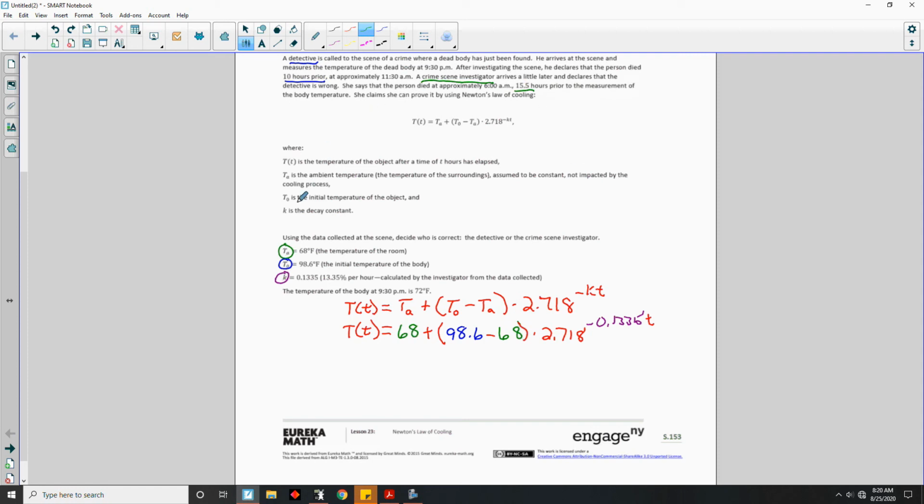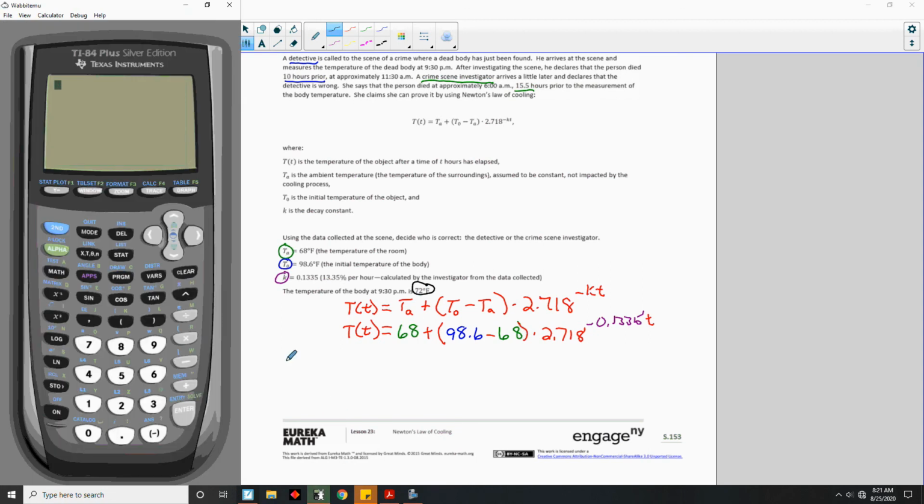Okay, so then we're going to use Newton's law of cooling to determine when the body passed away, and then which one would be closer to our actual temperature of the body. They took the temperature and determined that it was, at 9:30 p.m., 72 degrees Fahrenheit. So we need to substitute in 10 and 15.5 for T to see which one was closer to 72 degrees Fahrenheit. And that would determine if it was 15.5 hours or 10 hours prior that the body died.